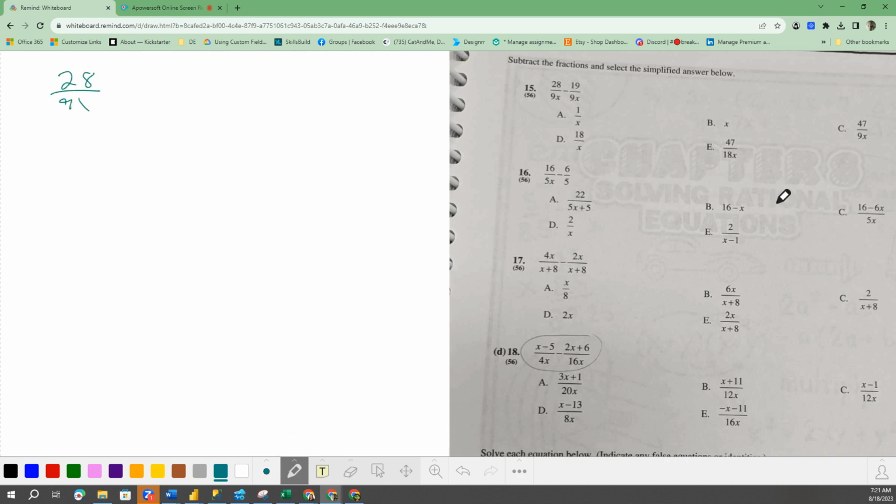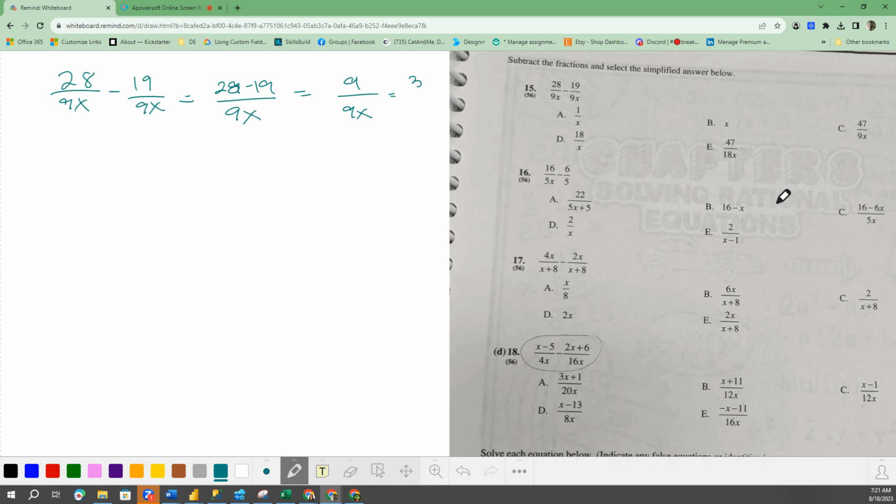28 over 9x minus 19 over 9x. First things first, you need to make sure that their denominators are the same. Luckily, they are the same. So you just put them all together. 28 minus 19, that's going to be 9, over 9x.